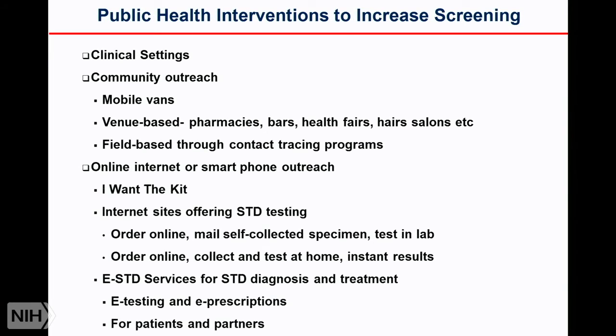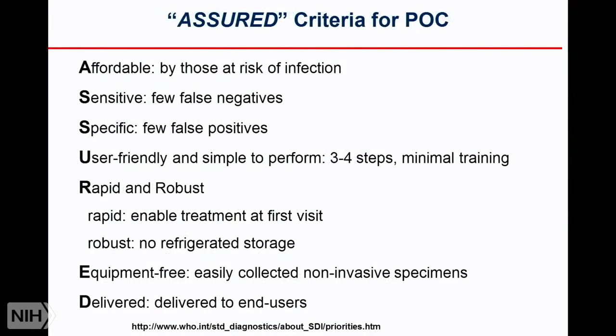There's lots of ways we can increase screening. We've developed an internet-based system called I Want the Kit. It's online. People can just go on their computer. They get the kit sent to them. They do a self-administered swab. The men can even just swab the external part of their urethra. The women do a vaginal swab, send it in. They get diagnosed as to what bug they might have. And they log back in with a special code, and if it's positive, they're given the instructions of how to get treated and fully diagnosed.